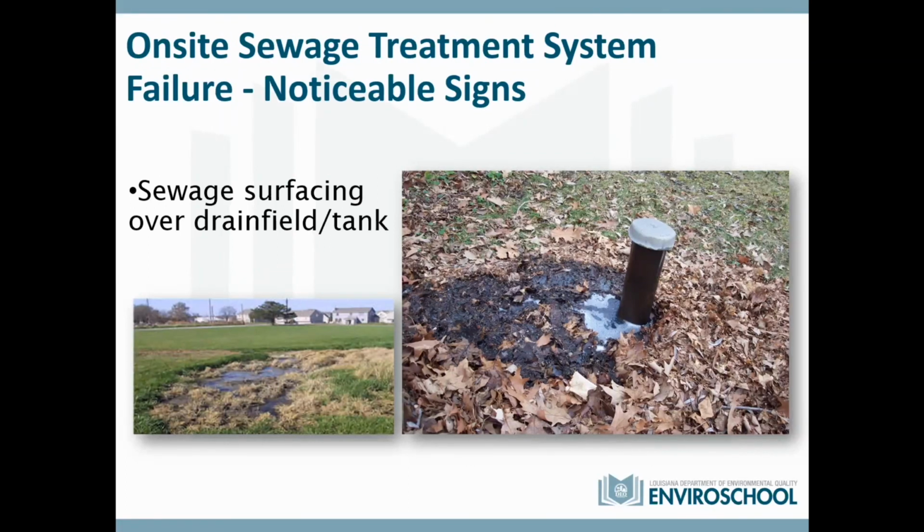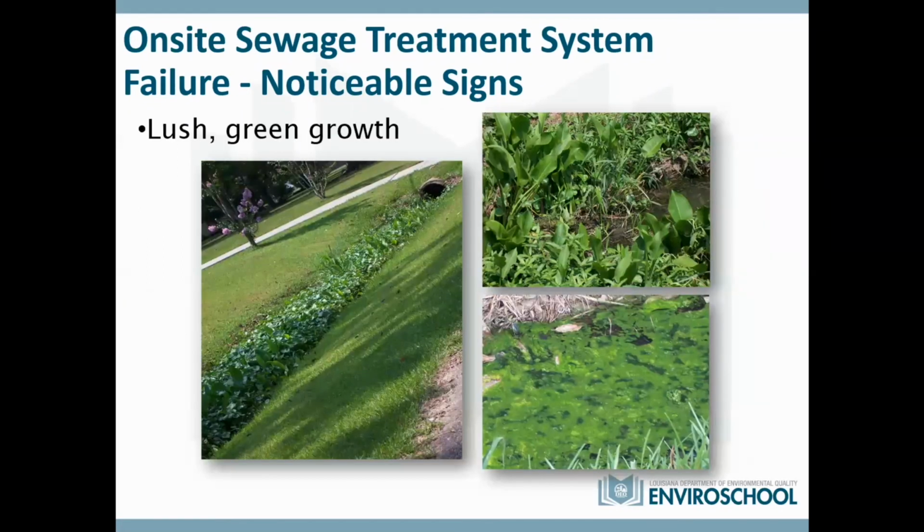Another sign is you'll see some pooling of water either over the tank itself, like you see on the right, or over the drain field, like you see on the left, and you'll be able to smell that as well. That means something's clogged up or backed up, or there's too much loading into it, which all kind of goes hand in hand.